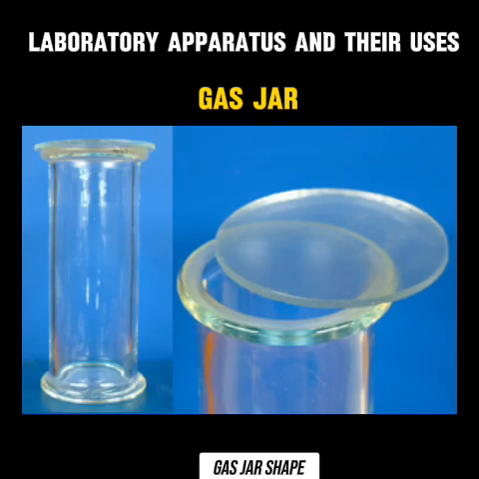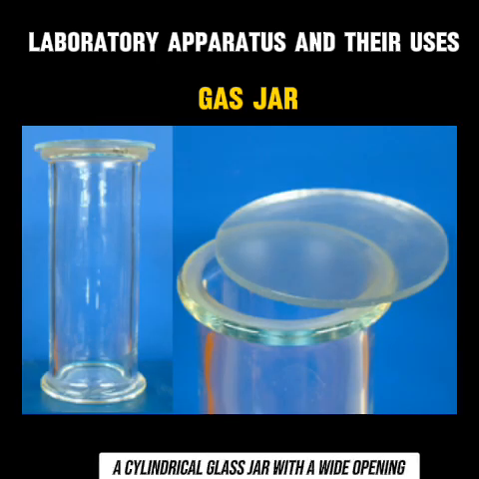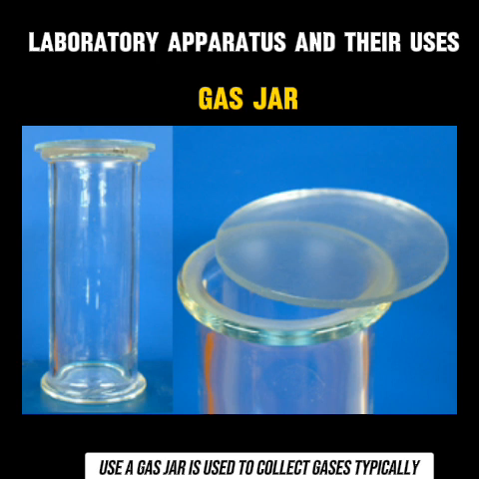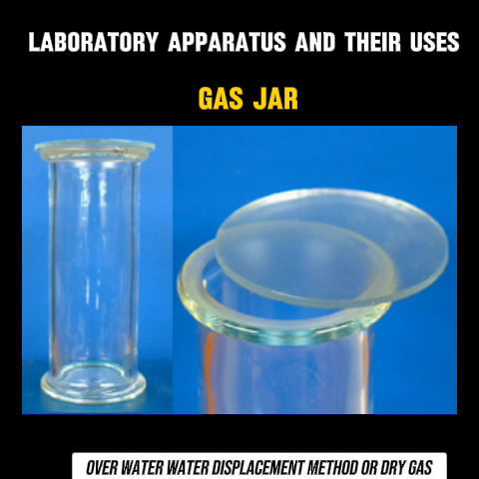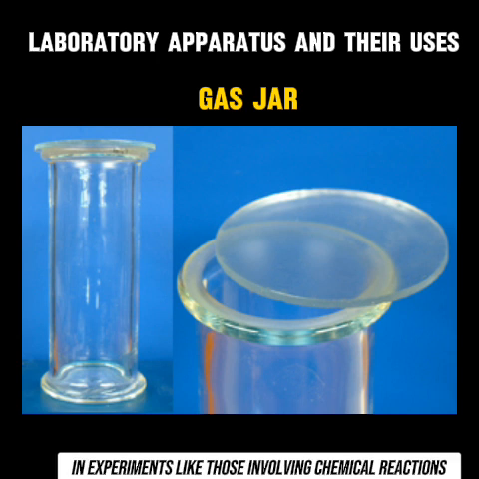12. Gas jar. Shape: a cylindrical glass jar with a wide opening. Use: A gas jar is used to collect gases, typically over water displacement method, or dry gas. It's commonly used for the collection of gases in experiments like those involving chemical reactions.